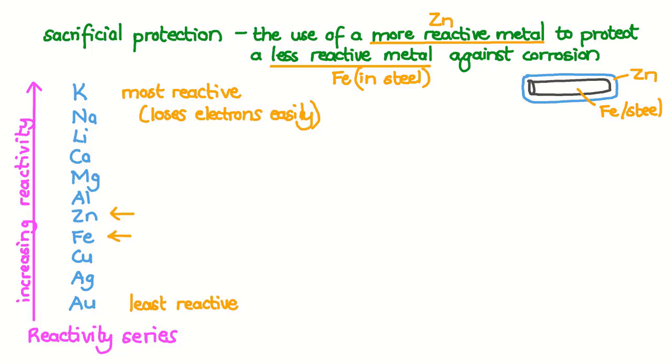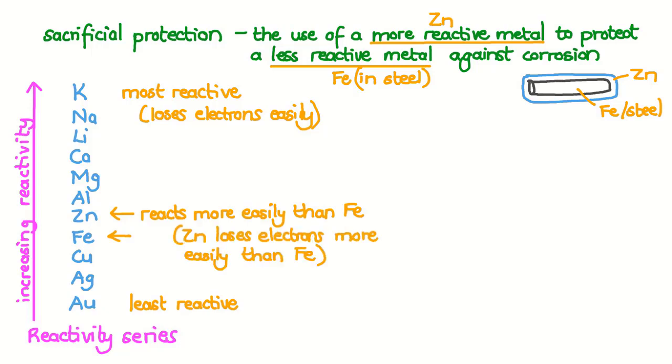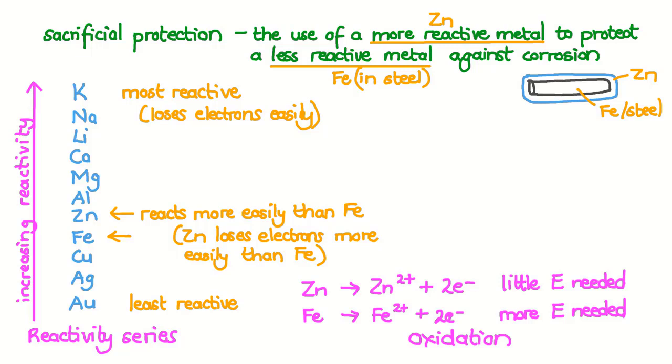Now zinc is above iron on the reactivity series, which tells us that zinc reacts more easily than iron. In other words, zinc loses electrons or is oxidized more easily than iron. Little energy is needed for zinc to lose electrons and be oxidized compared to the energy needed for iron to lose electrons and be oxidized.